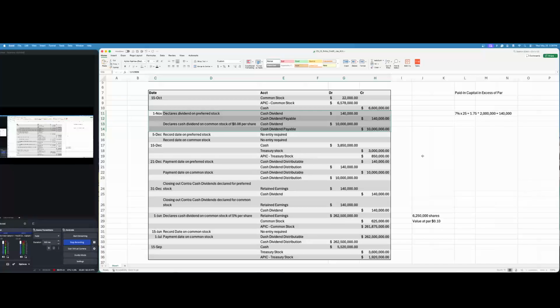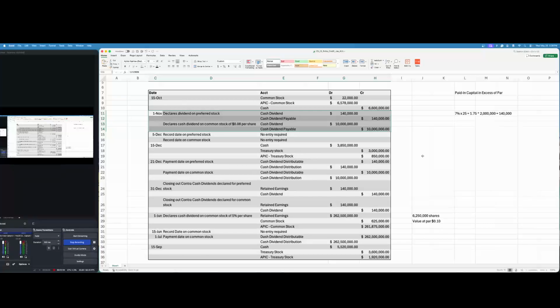For example, anything related to payables. Because there's going to be a cash dividend payable, that is the reason why there's a cash dividend account. They declared this dividend on this preferred stock, and that amount is 140,000. So where does this money come out of? It is going to come out of cash dividend payable. But at the end of the year, when these accounts have to be zeroed, you would take that out of retained earnings.